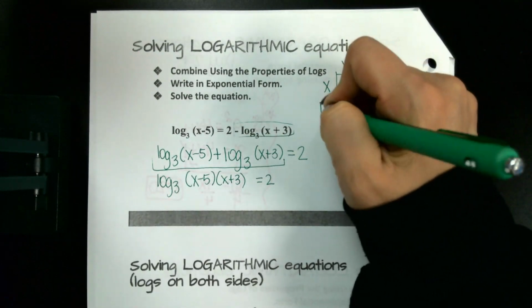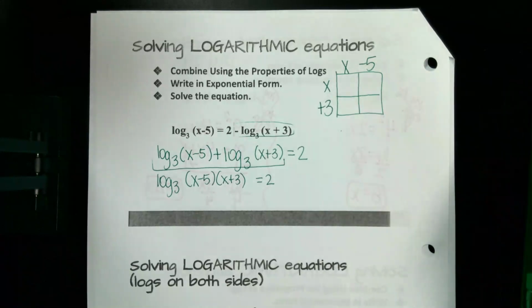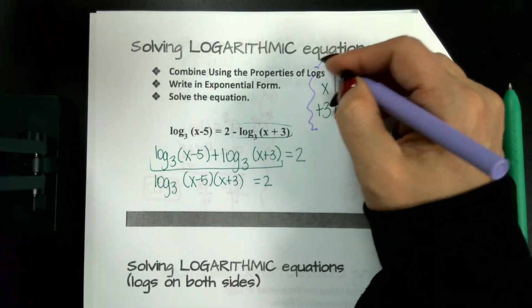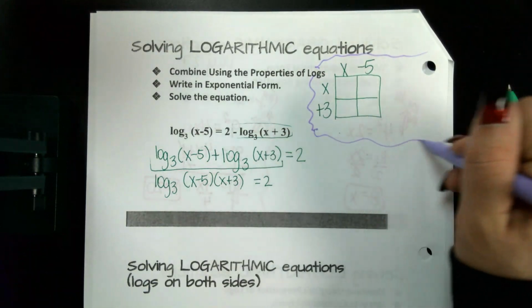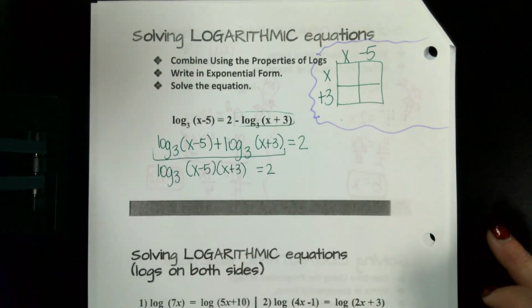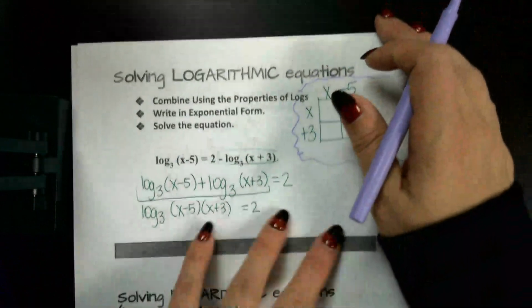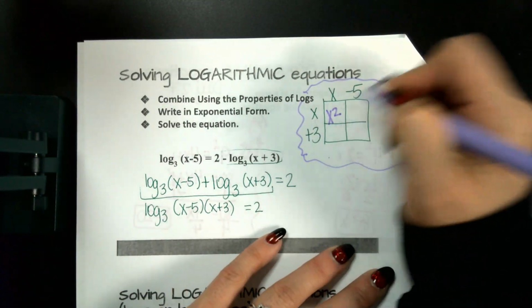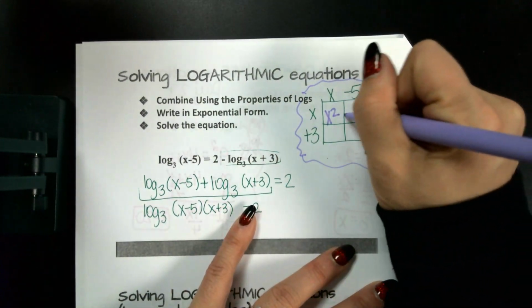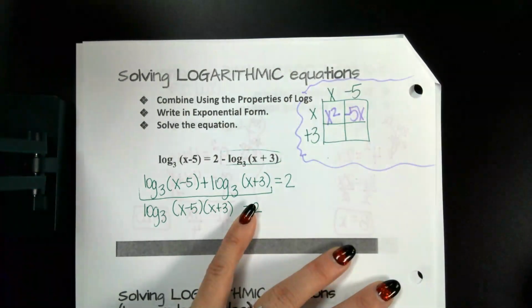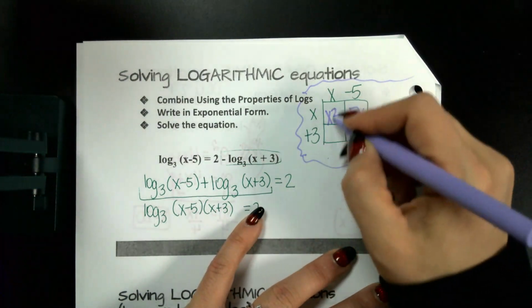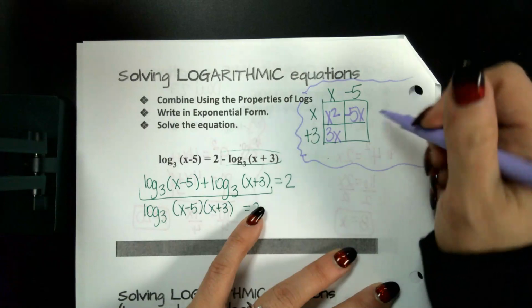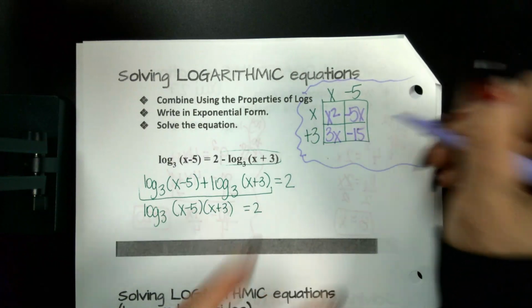So we are going to take, this is side work, you guys got to do this somewhere else. We got to multiply x minus 5 times x plus 3, because that is going to become the left side of our equation. X times x is x squared. X times negative 5 is negative 5x. 3 times x is 3x, and 3 times negative 5 is negative 15.